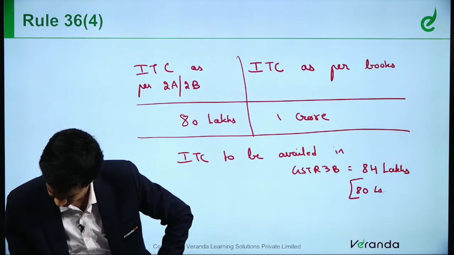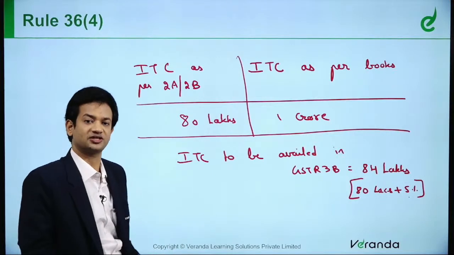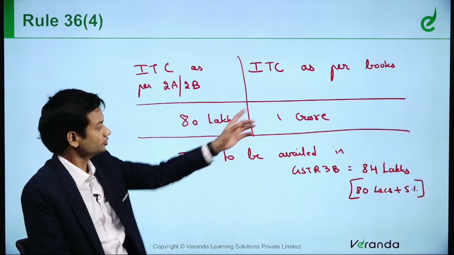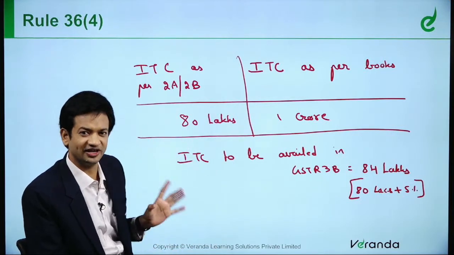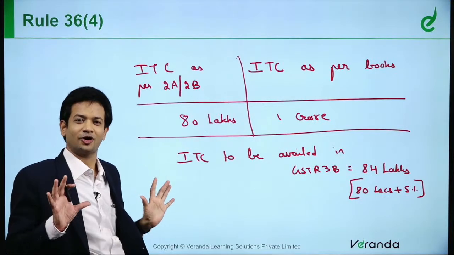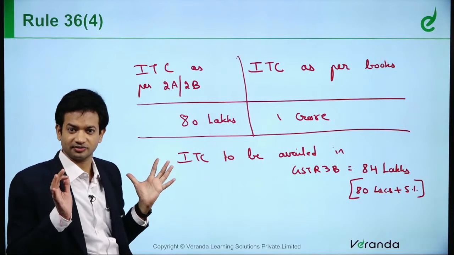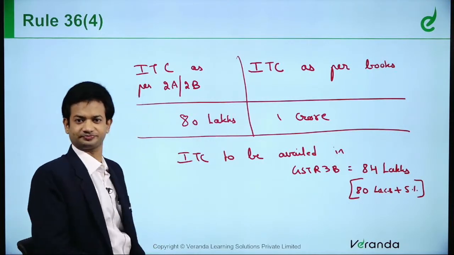80 lakhs plus 5% on that. Why? Because this Rule 36(4) says you do business only with compliant vendors. Those who are doing delay filing, don't do business with them, simply. Law says we want to have a matching concept. When your supplier files, you take credit. If your suppliers file late, you take credit in the next month.